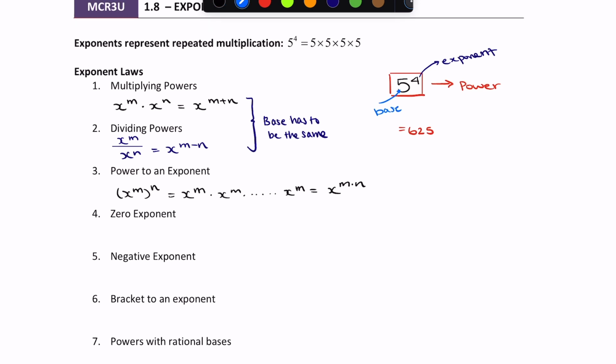So look at zero exponents. Anything to the power of 0 is equal to 1. And here, x cannot be equal to 0.